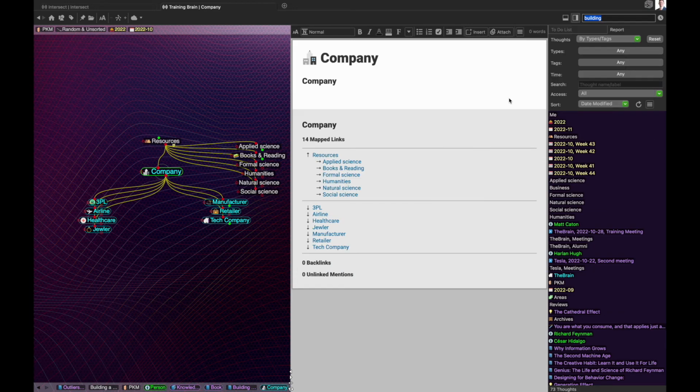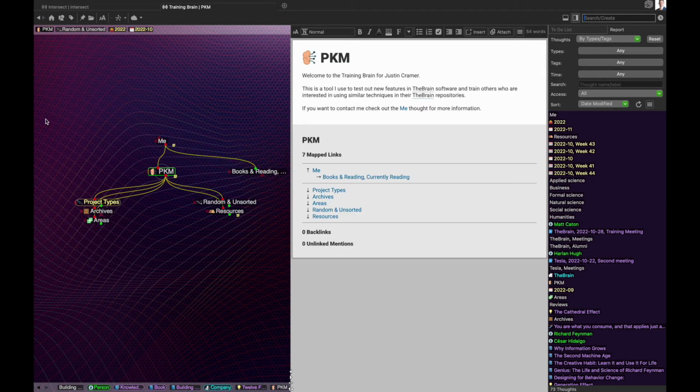As a business person, I deal with people and companies day in and day out. I study books, articles, and other knowledge acquisition things. I'm working on multiple business and personal projects. As such, these are the most important thought types in my PKM.